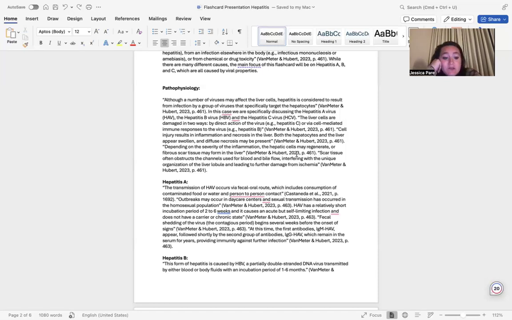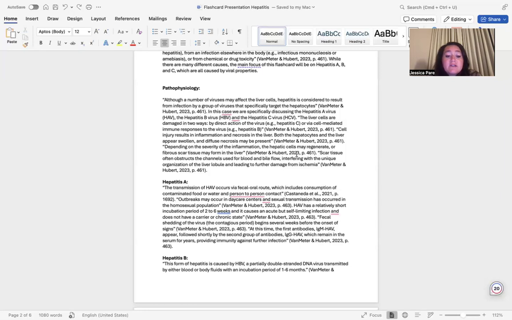Hep A. So the transmission of Hep A occurs via the fecal-oral route, which includes consumption of contaminated food or water and person-to-person contact. Outbreaks may occur in daycare centers, and sexual transmission has occurred in the homosexual population. HAV, or hepatitis A virus, has a relatively short incubation period of 2 to 6 weeks, and it causes an acute but self-limiting infection and does not have a carrier or chronic state. So it's only an acute state.